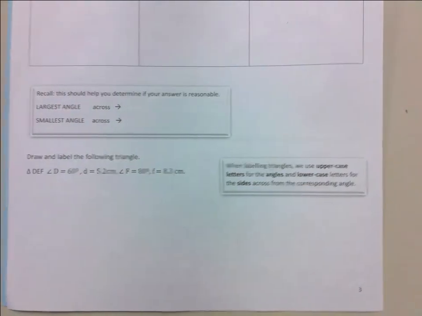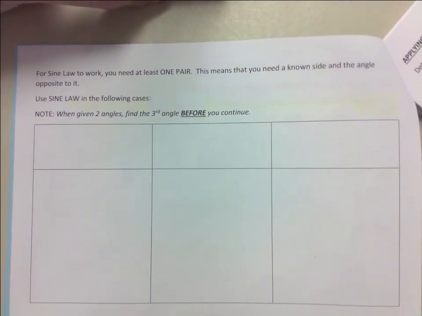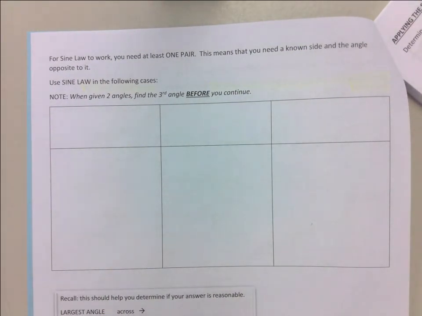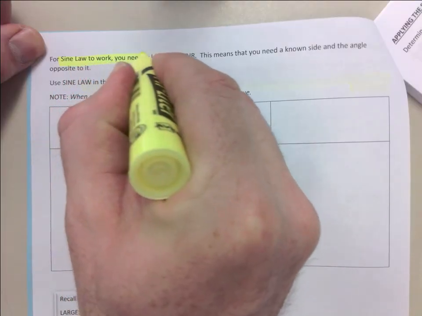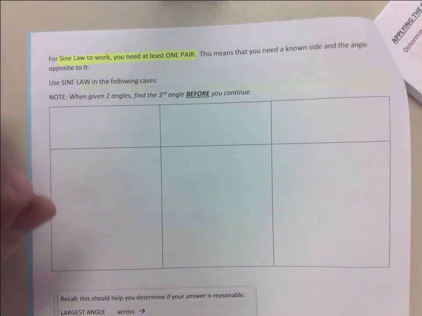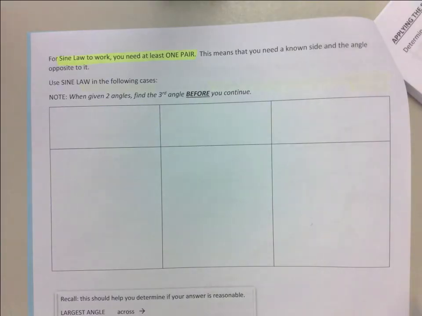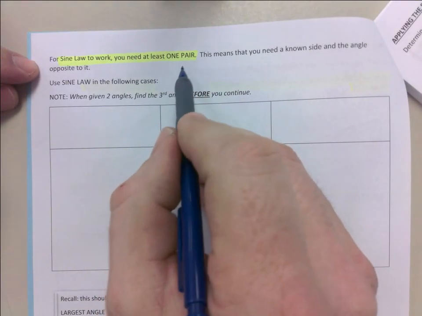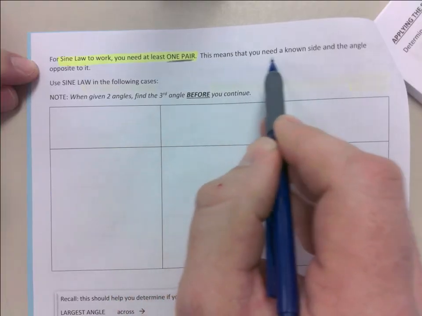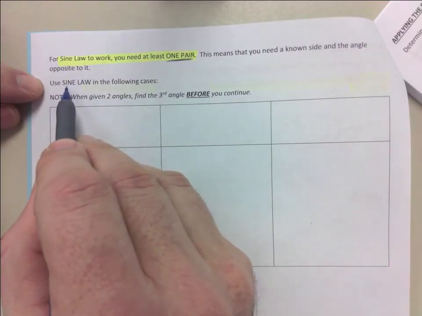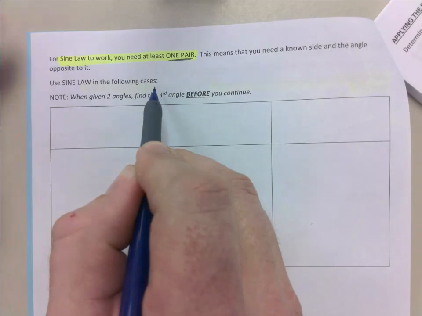Here are your 3 scenarios where sine law works. Okay? But I want you to remember this. For sine law to work, you need at least one pair. That is imperative. Okay, pardon the pun. Actually, pun intended. Imperative. It is very important to have a pair. This means that you need a known side and the angle opposite to it. So use sine law in the following cases.